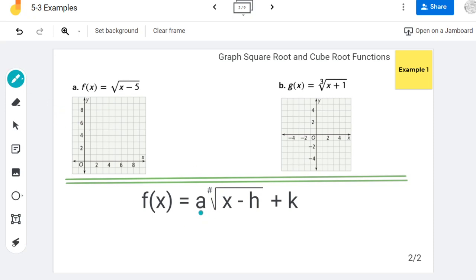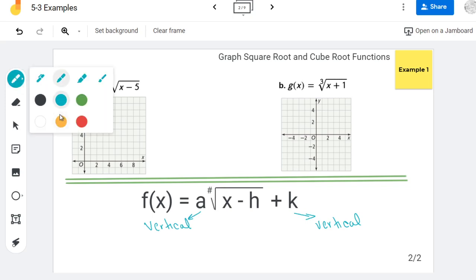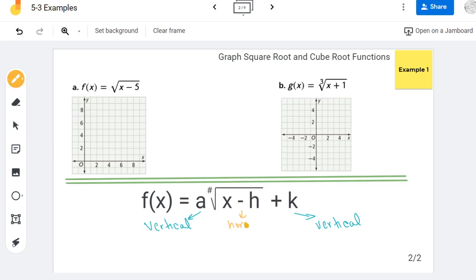So if you're doing something outside of the grouping symbol of the function, such as a, which is multiplying, and k, which is adding, you are doing some kind of vertical change. If you're doing something to the inside of the grouping symbol, you're going to have a horizontal change.